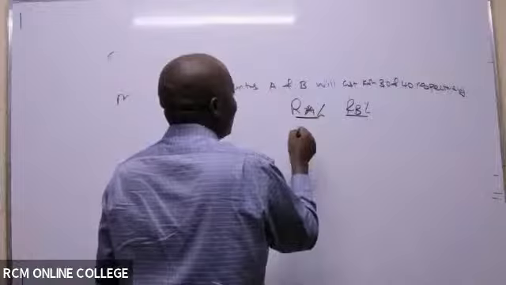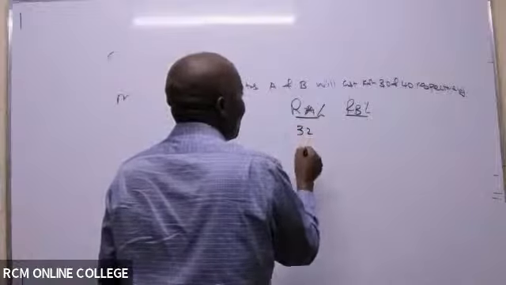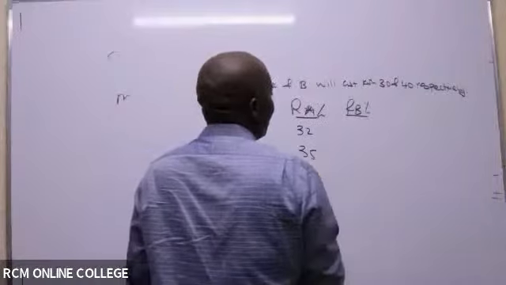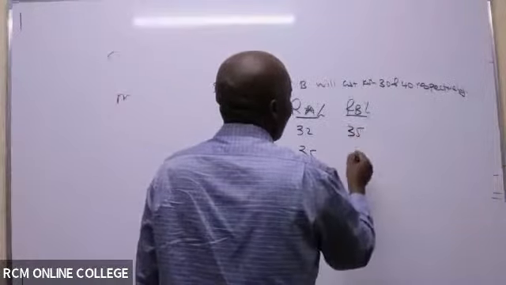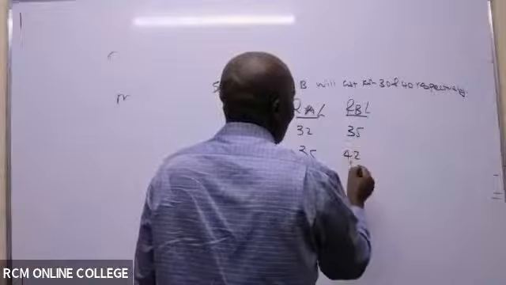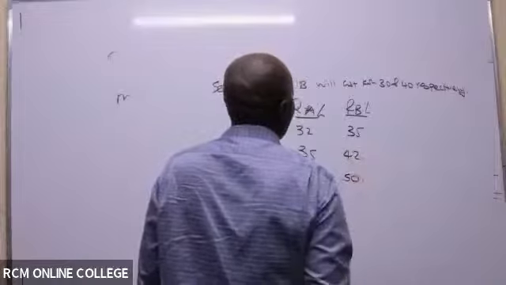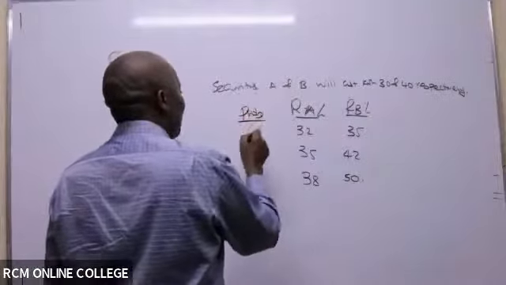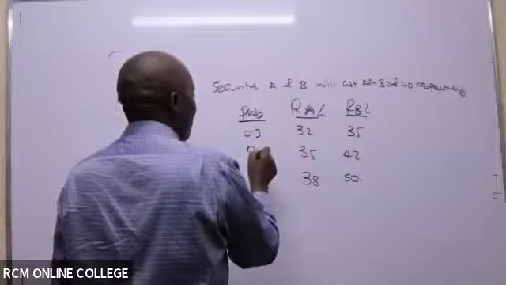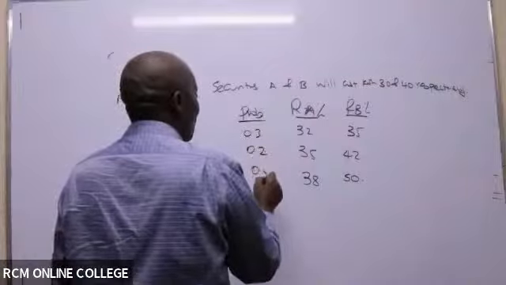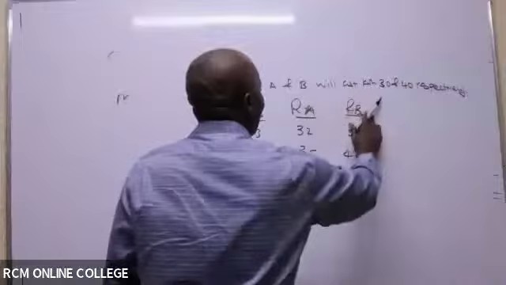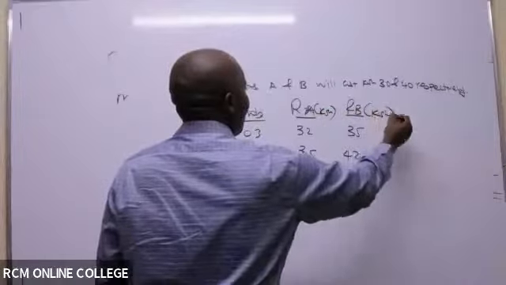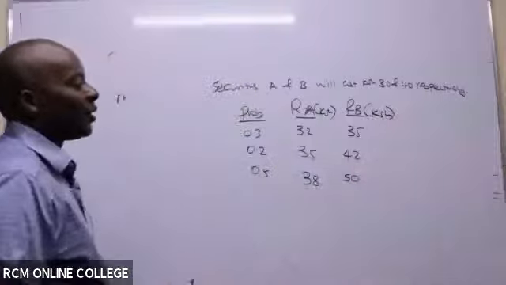So here we have, for example, this could be 32, this could be 35, this could be 38, this could be 35, this could be, for example, 42, this could be 50, like that. And then you are given probabilities. This is very popular in your exams. 0.3, 0.2, 0.5. Sorry, this is supposed to be returns in Kenya shillings, not percentages.